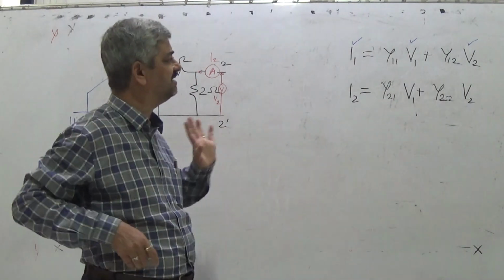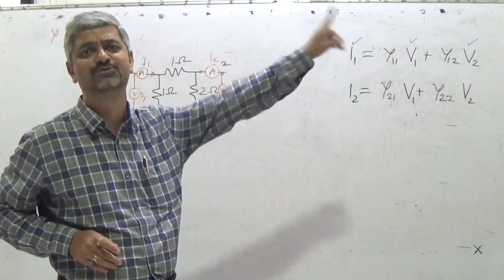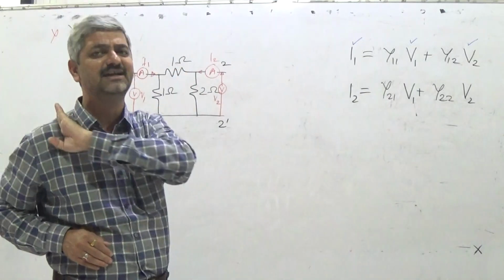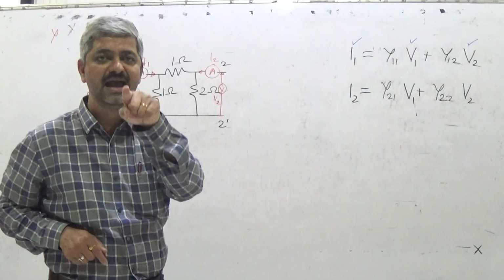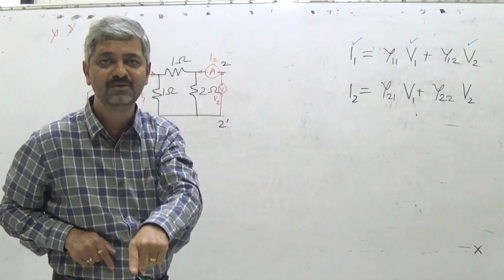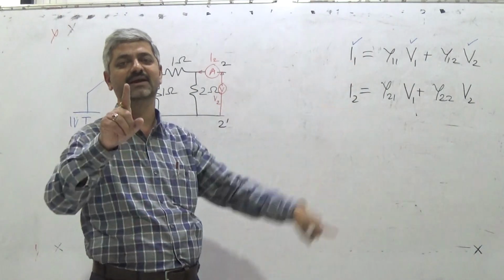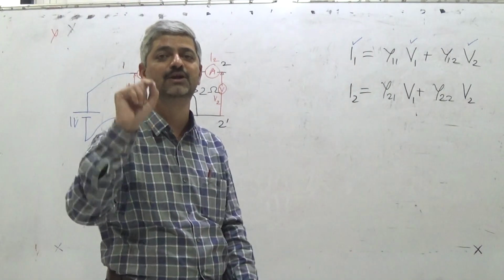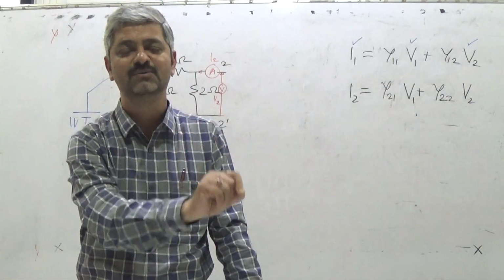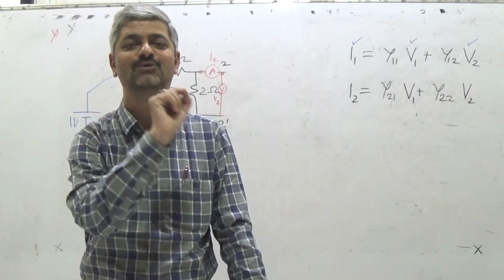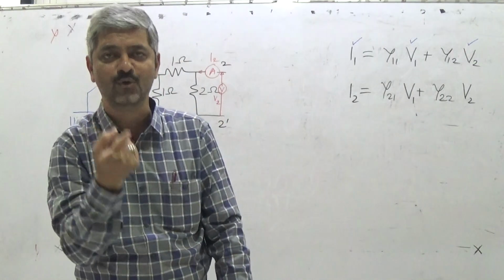What do I want? I want Y11. That means I have to throw away Y12. So I should somehow get rid of Y12. How can I get rid of it? If I make V2 0, the first equation will become I1 equal to Y11 V1. Is it clear? And if I know I1 and V1, Y11 will be equal to I1 upon V1, provided that V2 is 0.